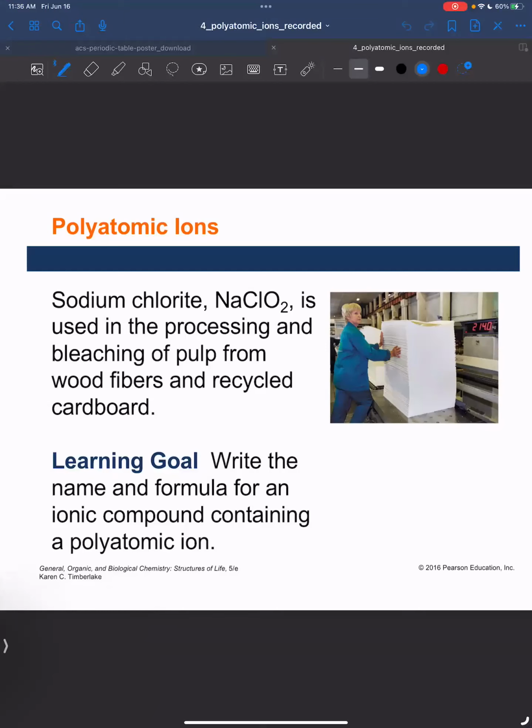Hi everyone, welcome back. The learning goal for this video is to be able to write the name and formula for an ionic compound containing a polyatomic ion. An example of an ionic compound containing a polyatomic ion is sodium chloride, and that is used in the processing and bleaching of pulp from wood fibers and recycled cardboard.